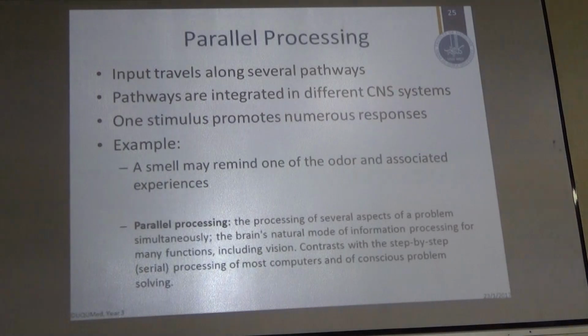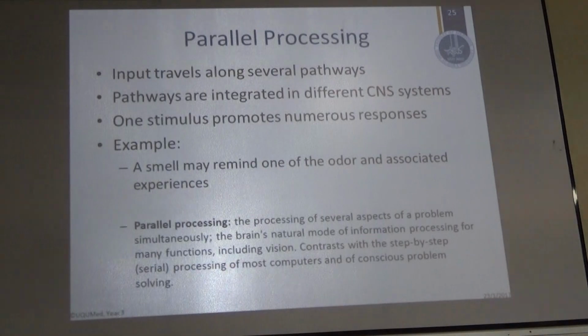And again, this is not in your course. I gave you extra. Processing of several aspects of a problem. I mean, there are many things. You think, oh, this is an odor. Many things. What might be, which thing I'm smelling. So many ideas together, then you get it. So the processing of several aspects of problems at a time, simultaneously. And the brain's natural mode of information processing, many functions, including vision.